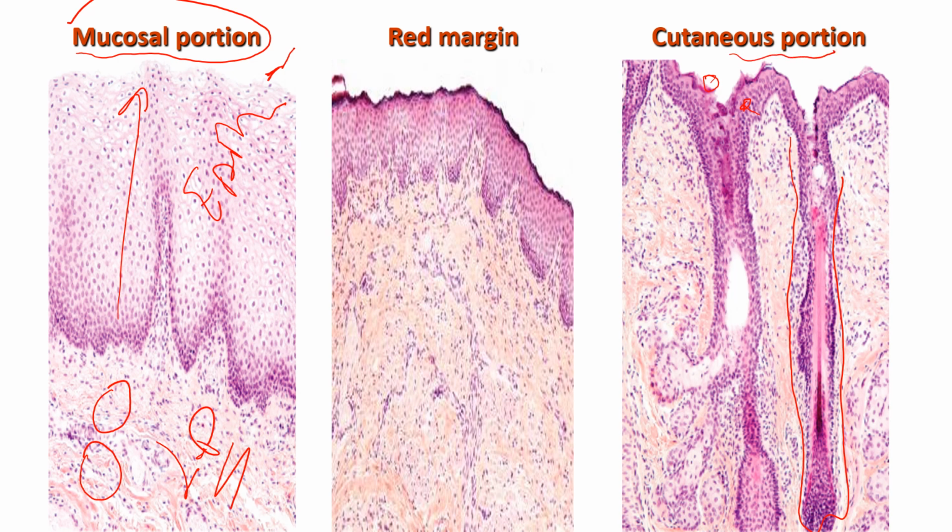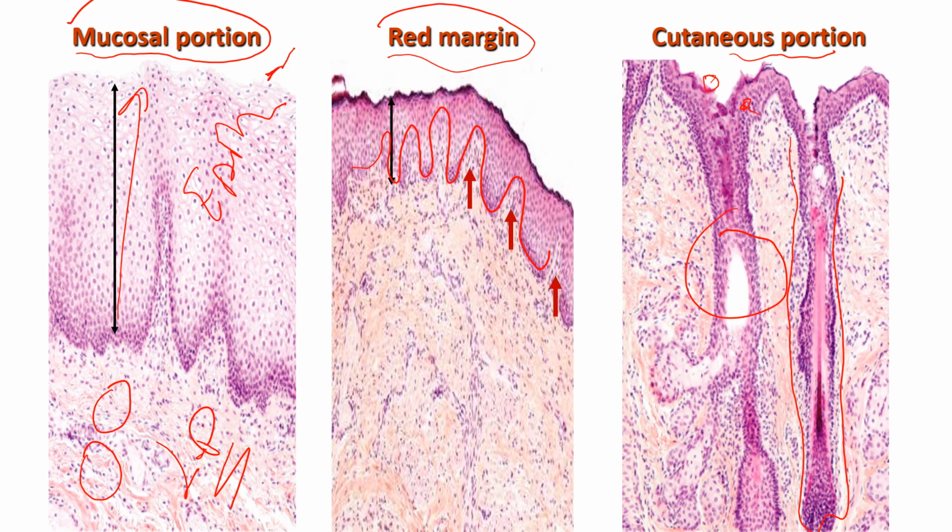In between, we have the red margin or vermilion border. Vermilion border is modified skin. Does it contain hair like this? No hair and no gland, but it contains deep dermal papillae. Can you see? This dermal papillae contain highly vascular blood vessels. So this is the red margin. This is the thickness of the mucosal portion, in comparison, and this is the deep dermal papillae. Okay, by this we have finished the lip.